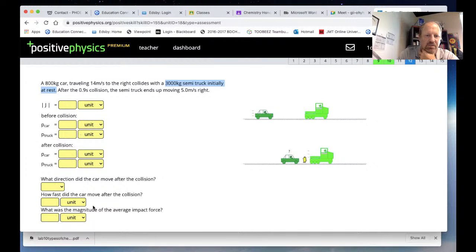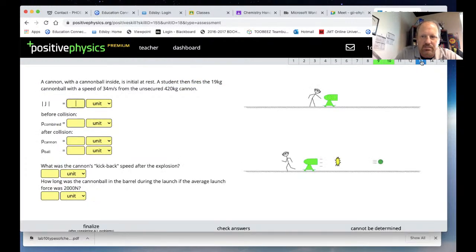So then it'll ask what's the magnitude of the average impact force. So you take that divided by 0.9, and that force will be quite big. Okay, so there's those, and then let's see here. Similar, where the initial momentum of this system is 0, so you've got some momentum of the ball moving to the right, momentum of the cannon moving to the left. Remember, the left is negative, ball moving to the right is positive, etc.